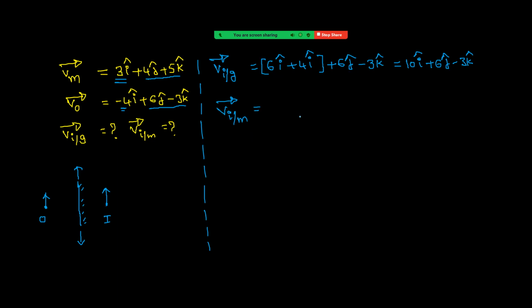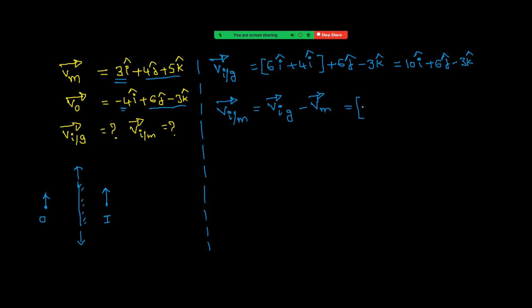So one is this. I can write it as velocity of image with respect to ground minus velocity of mirror in ground frame, right? Already we got velocity of image with respect to ground, right? Then see what we get.